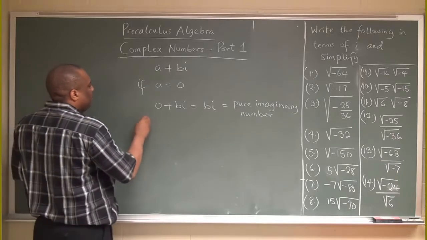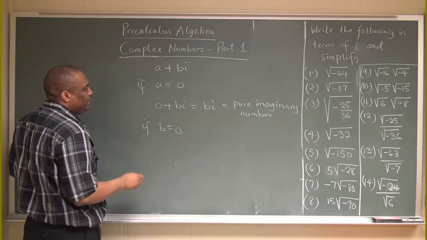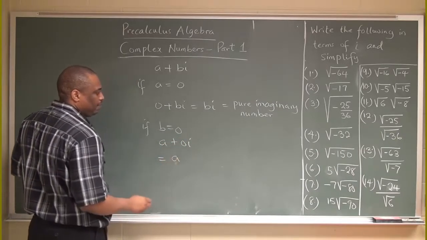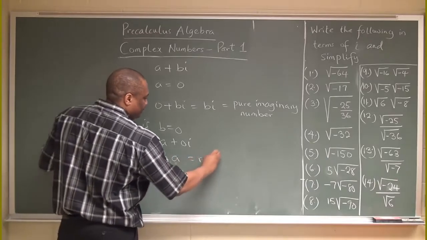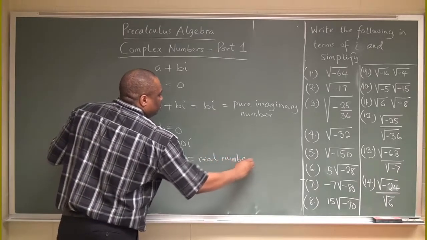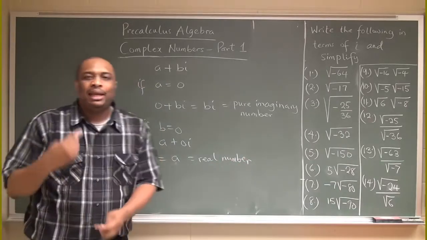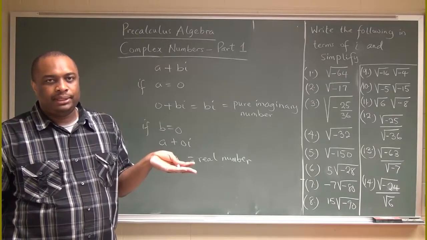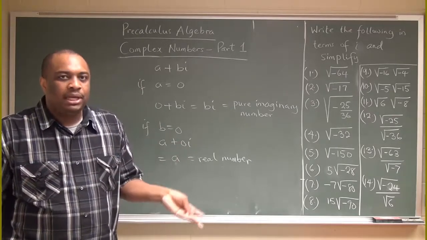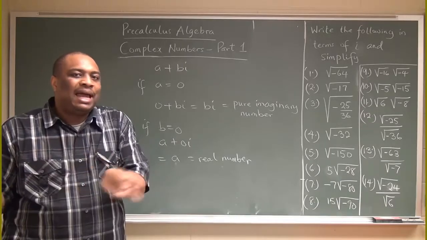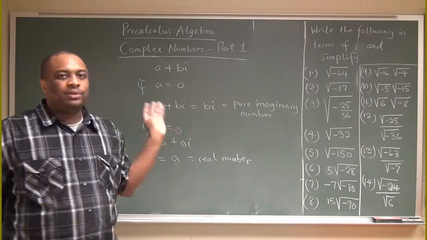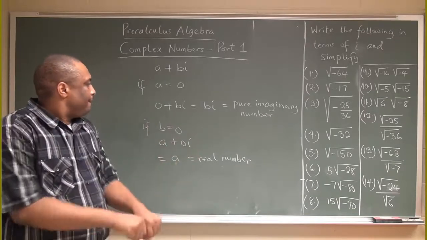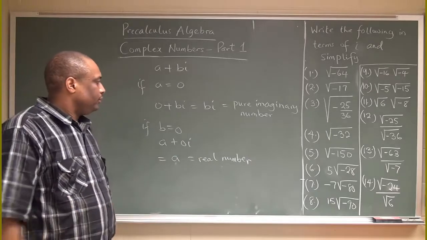Now then, what if b is 0? Assuming b is 0, then you now have a plus 0i. And that will give you what? a. And that will give you a real number. So what does this tell you now? That every real number is a subset of a complex number. So real numbers are subsets of complex numbers. But complex numbers are not subsets of real numbers. That's what it tells you. Okay? Real numbers are subsets of complex numbers.